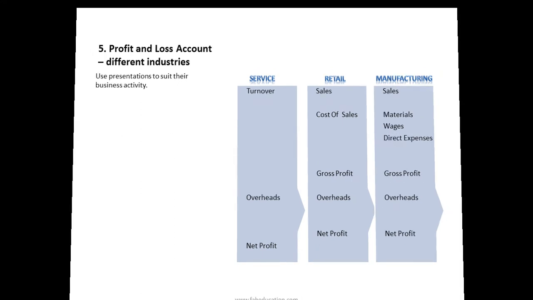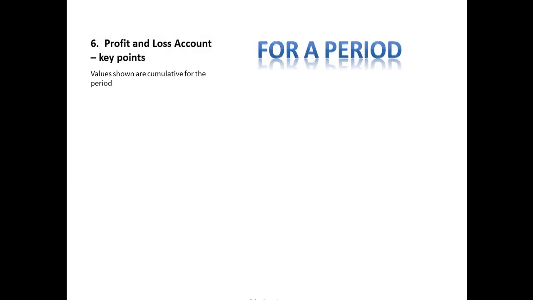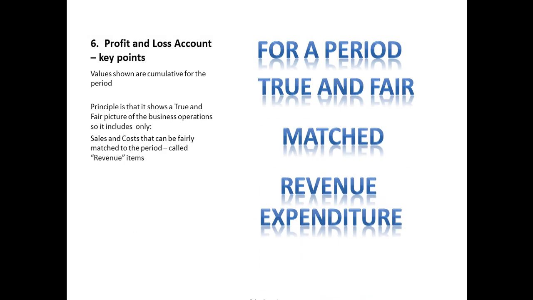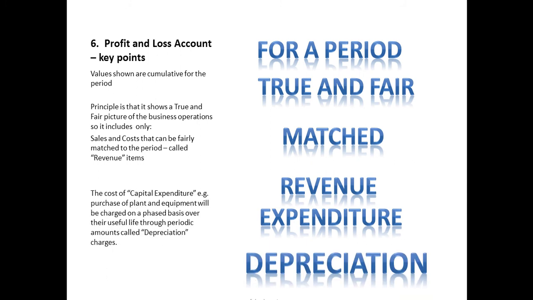Service has no cost of sales, retail has, and manufacturing will break down the cost of sales into materials, wages, and direct expenses. The key points about the profit and loss account are that the values shown are cumulative for a period. It's prepared to show a true and fair picture of the business, so it includes only sales and costs that can be fairly matched to the period, called revenue items. Capital expenditure, for example, the purchase of plant and equipment, will be charged or phased over the useful life of the asset using a mechanism called depreciation. Use your glossary to understand these terms.